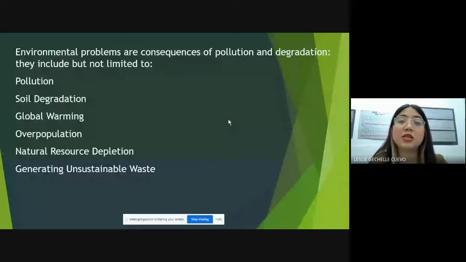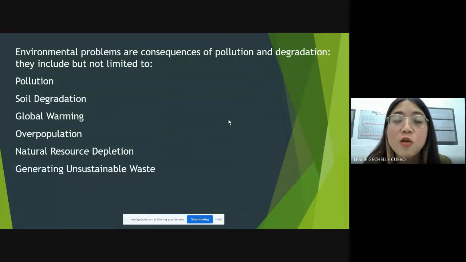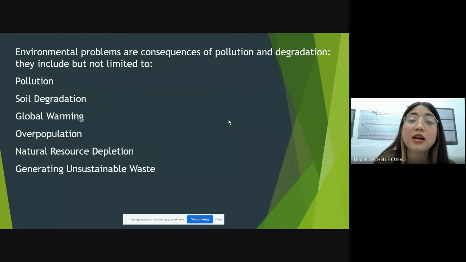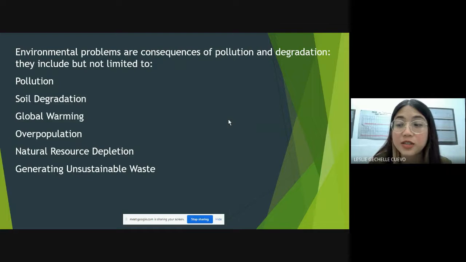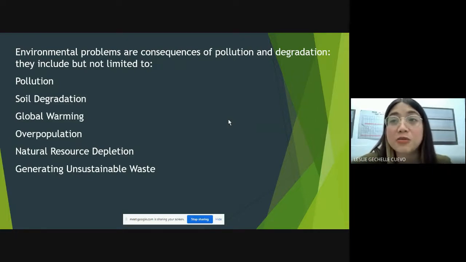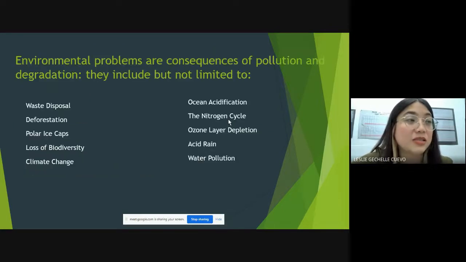Environmental problems are consequences of pollution and degradation. They include, but are not limited to, pollution, soil degradation, global warming, overpopulation, natural resource depletion, and generating unsustainable waste. Yung mga basura na hindi ma-recycle, basura na talagang andyan lang siya, di mo siya maalis.